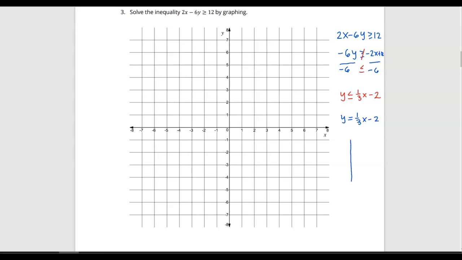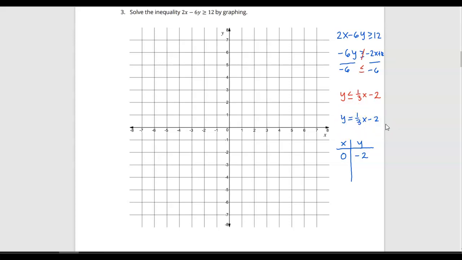You do that by assigning points. You get at least 2 points, or you get the intercepts, the x and the y intercept. So this is x and this is y. If x is 0, we know y is negative 2 because you just replace x by 0. So you have 1/3 times 0, that is just 0. So y is equal to negative 2.